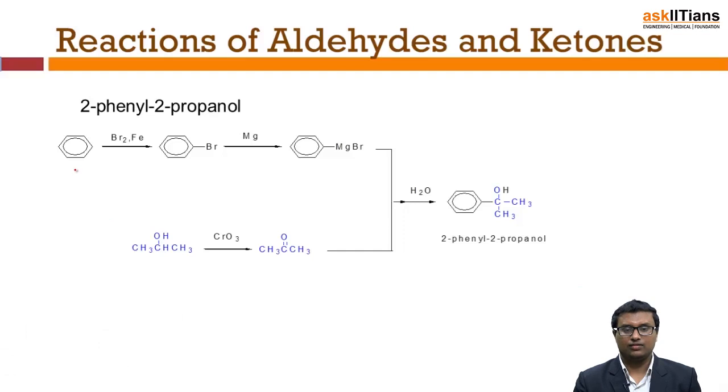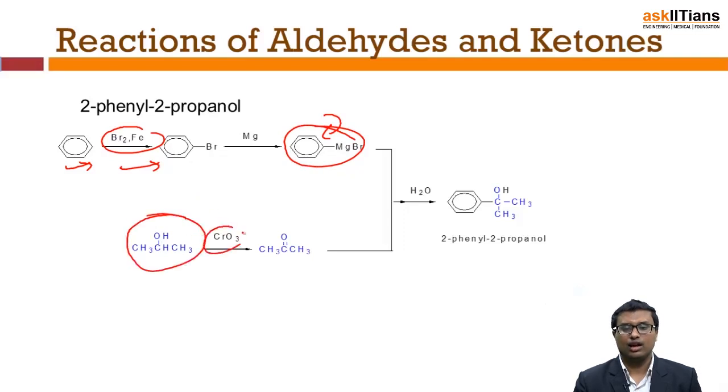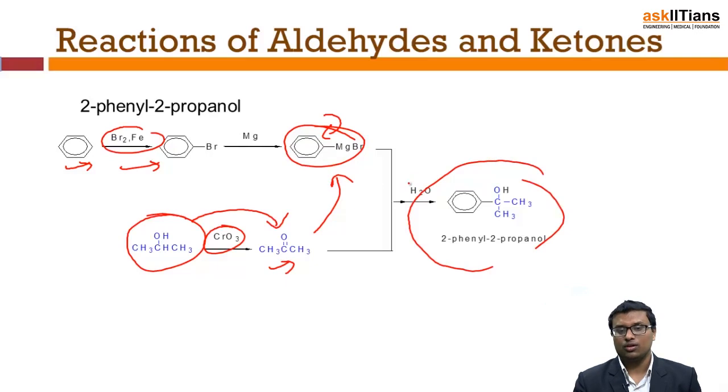Again, the same thing. First, for example, you have benzene. From benzene you get bromobenzene, and now this is the Grignard reagent. Now what I am doing is I have an alcohol. You know that if I oxidize an alcohol, I will be getting an aldehyde or ketone, and this ketone with this Grignard reagent will get you 2-phenyl-2-propanol. So just from your 2-propanol, I will be getting 2-phenyl-2-propanol using benzene.